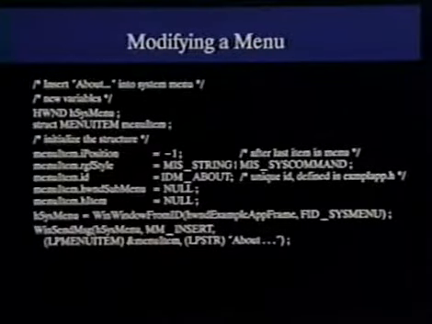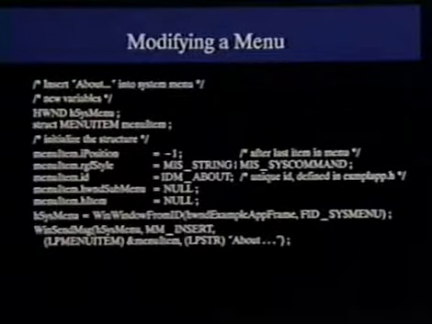The first thing we need to do is describe the menu item that we're going to add. We have a predefined structure called a menu item, and in it is some information about the menu item we're going to add. The first item is the position, and we can specify where in the menu the item should be. In this case, we wanted it to be after the last item, so we have a special code for that, -1, to indicate that it comes after the last item in the menu.